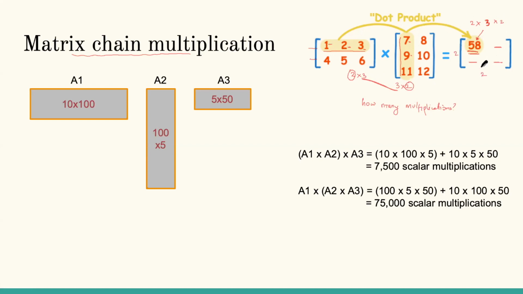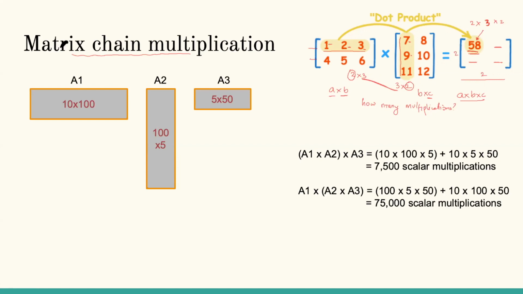In other words, when we multiply a matrix of dimension A times B and another matrix of dimension B times C, then the total number of scalar multiplications that we have to do to obtain our final product matrix is A times B times C. So A times B times C is the total number of multiplications that we have to do. With that background, let's discuss the matrix chain multiplication.